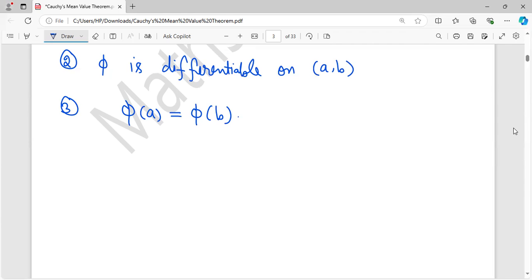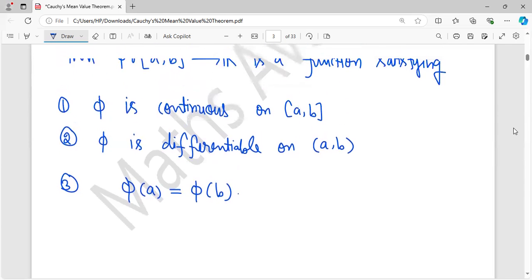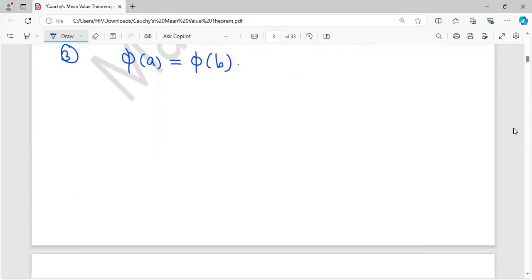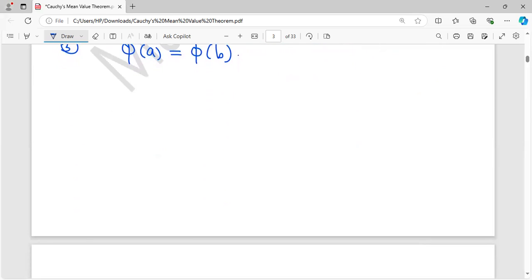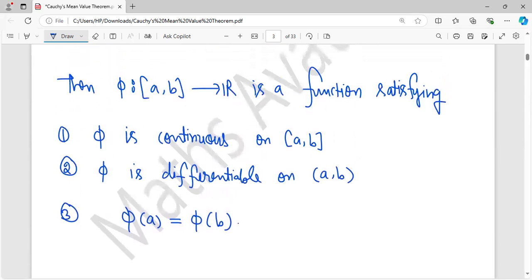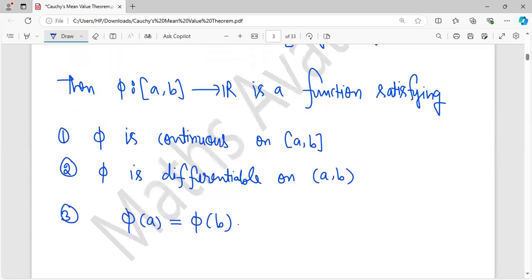So here you observe that phi satisfies all the conditions of Rolle's theorem. Why is phi continuous? Because we are taking f(x) plus a times g(x); f and g are continuous, a is constant. That is why it is continuous. Phi is differentiable because f and g are both differentiable on the open interval. We are taking just the summation of f(x) plus a constant multiple of g(x). And the condition is phi(a) is equal to phi(b), as we have chosen a such that it makes phi(a) equal to phi(b).